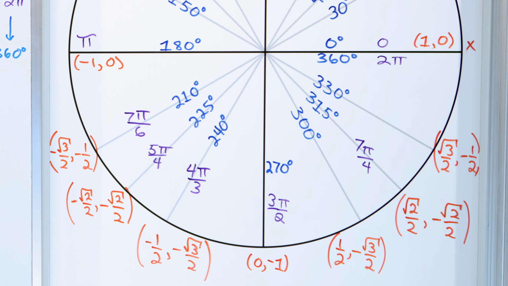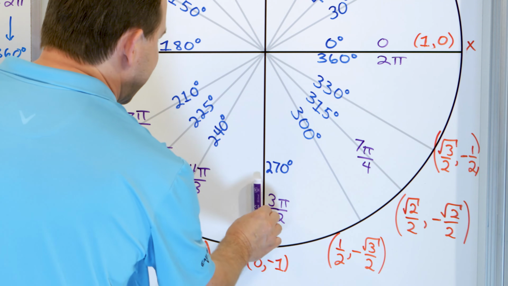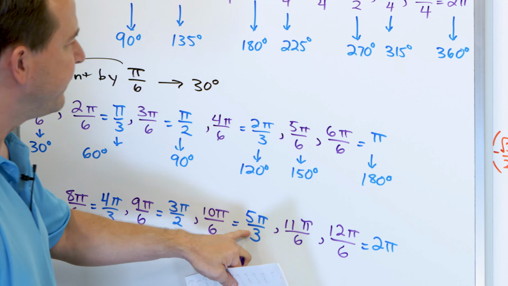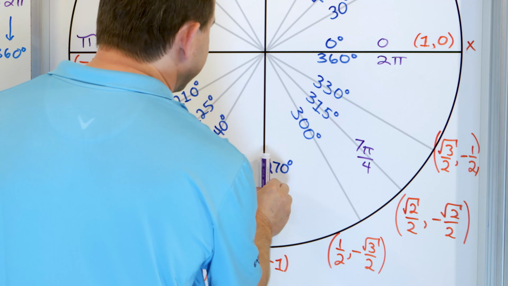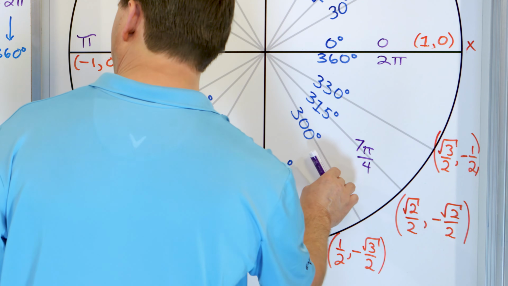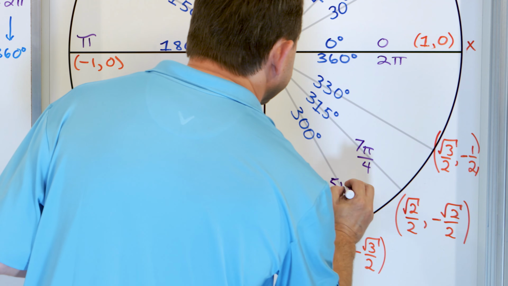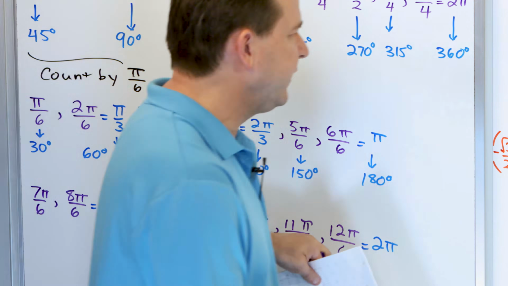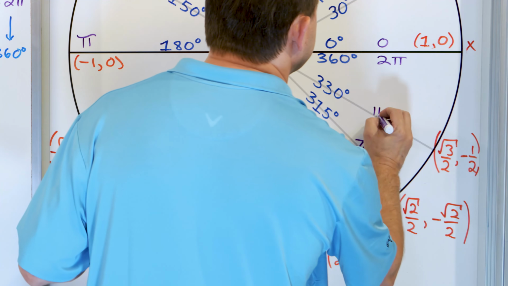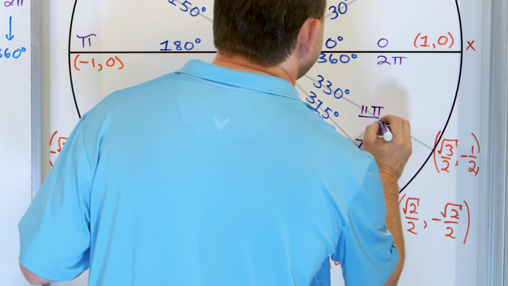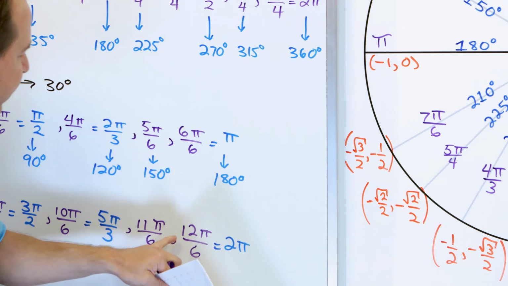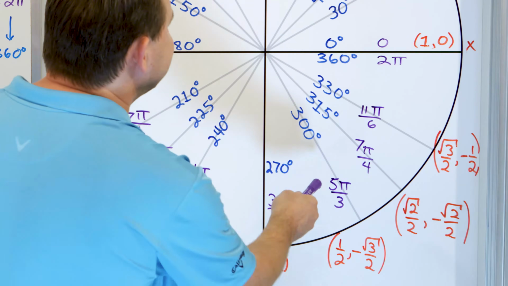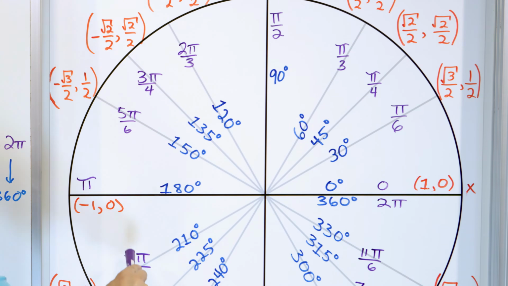Then we had 9 pi over 6, which was 3 pi over 2. We already have 3 pi over 2 written there, so we don't have to do anything there. 10 pi over 6 was 5 pi over 3. So this is 9 pi over 6, then 10 pi over 6, which was 5 pi over 3. All right, and then we had 11 pi over 6, so the next 30-degree segment is 11 pi over 6. And then finally we had 12 pi over 6, which comes down to 2 pi. And now you can see in purple, we have the entire unit circle covered.